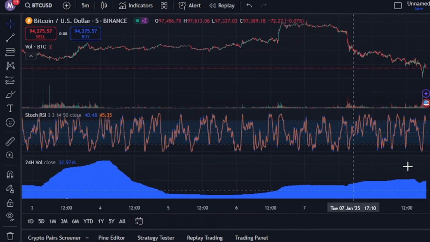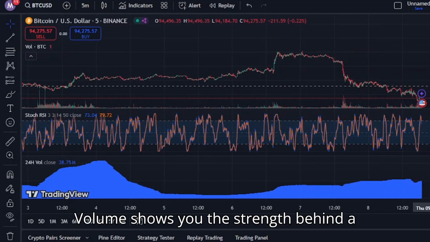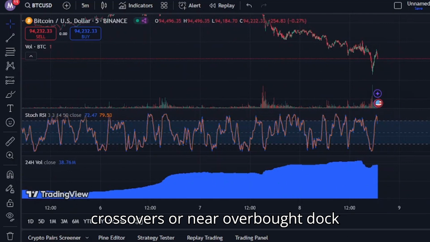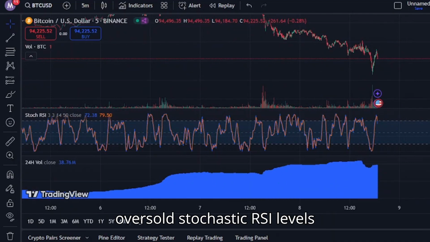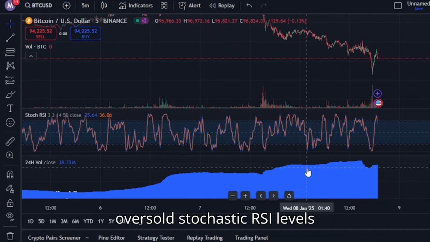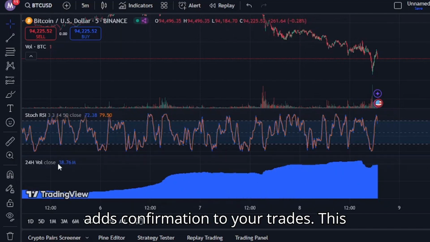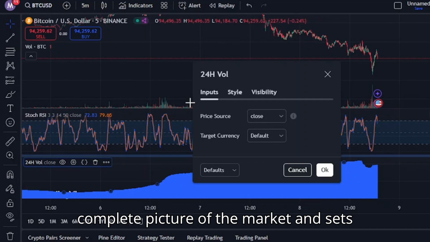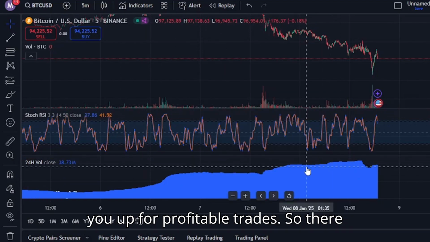Why is this important? Volume shows you the strength behind a move. High volume at key EMA crossovers or near overbought, oversold Stochastic RSI levels adds confirmation to your trades. This stacking of indicators gives you a complete picture of the market and sets you up for profitable trades.